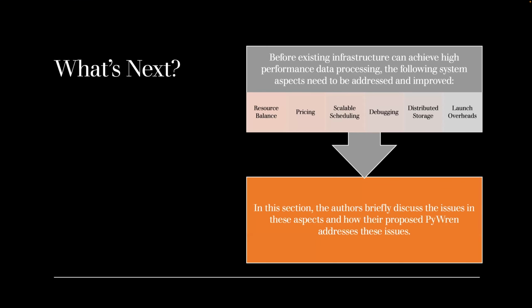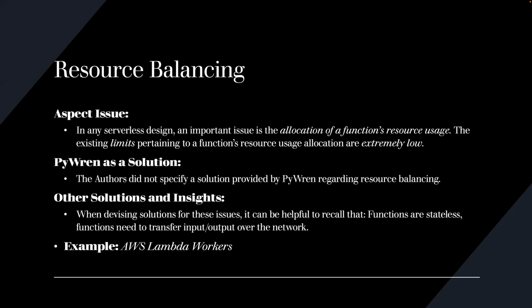Thank you, Sal. In this section, the authors discuss the performance, limitations, and challenges of existing infrastructure and compare it to their proposed PyWren. The main issues covered in this section include resource balance, pricing, scalable scheduling, debugging, distributed storage, and launch overheads. Resource balancing. What is it? Resource balancing deals with how a function's resource usage is allocated. The current limits of resource balancing in serverless design are extremely low.